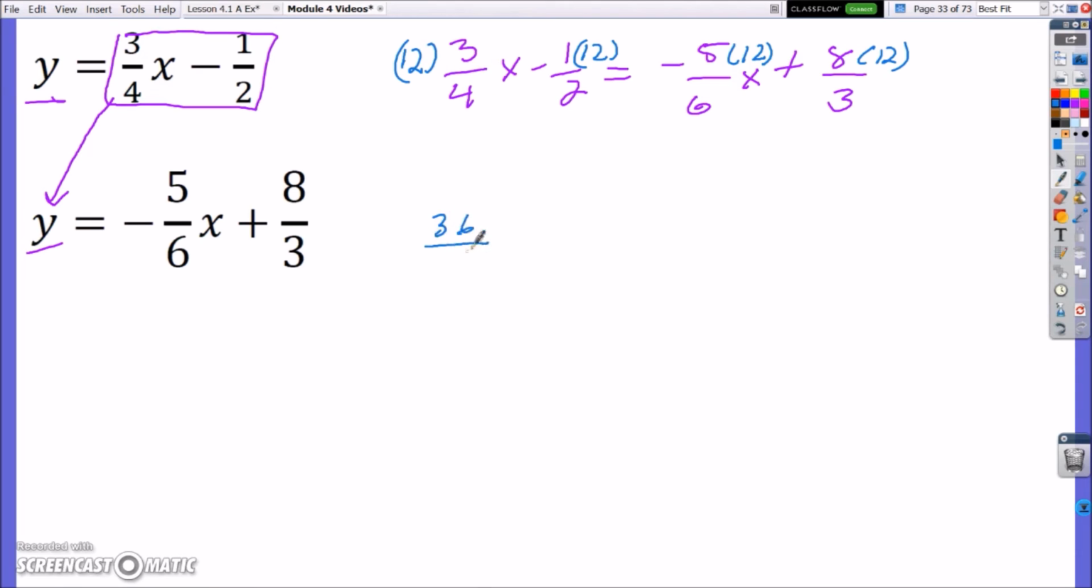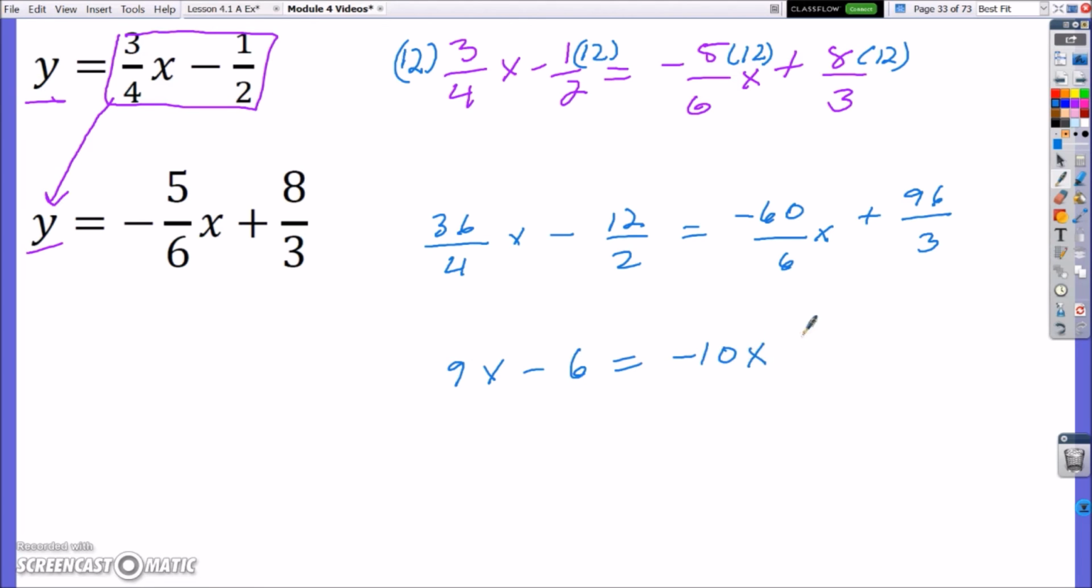This will be 36 over 4x minus 12 over 2 is equal to negative 60 over 6x plus, let's see, 8 times 12, 96, so that would be 96 over 3. So then I just simplify this. This would give me 9x minus 6 is equal to negative 10x plus 32.